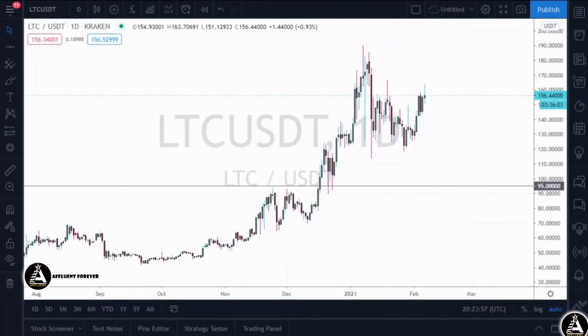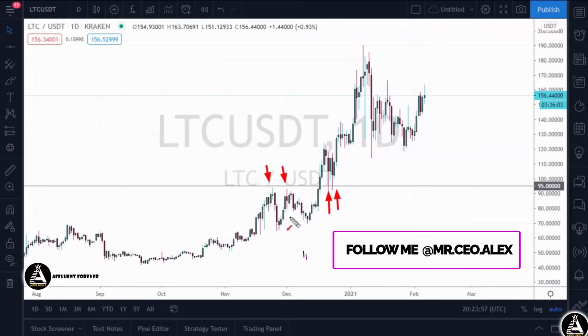I want you to notice something, that we tried to break above there a couple of times. Obviously, there was selling pressure there, but notice how once we finally did break out, when we came back, there was support. There is a saying that once was support becomes resistance and vice versa. I want you to think of it like this.